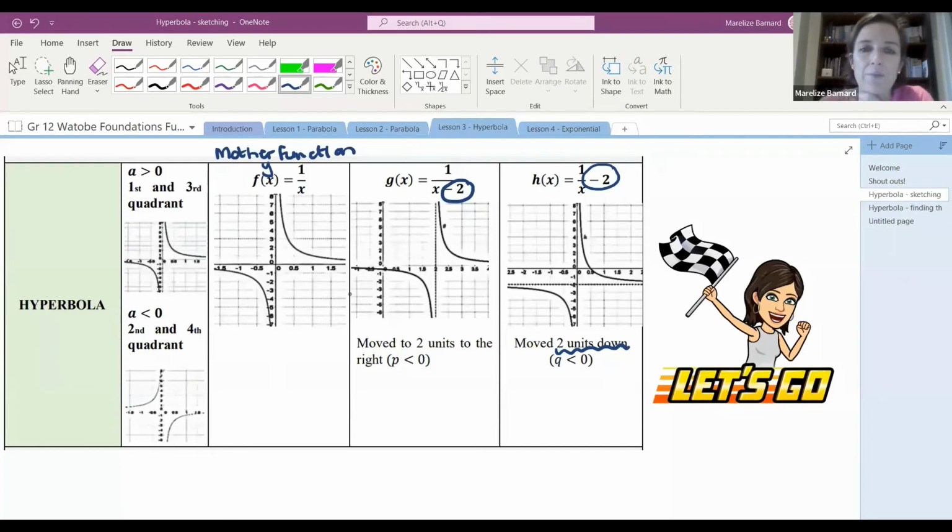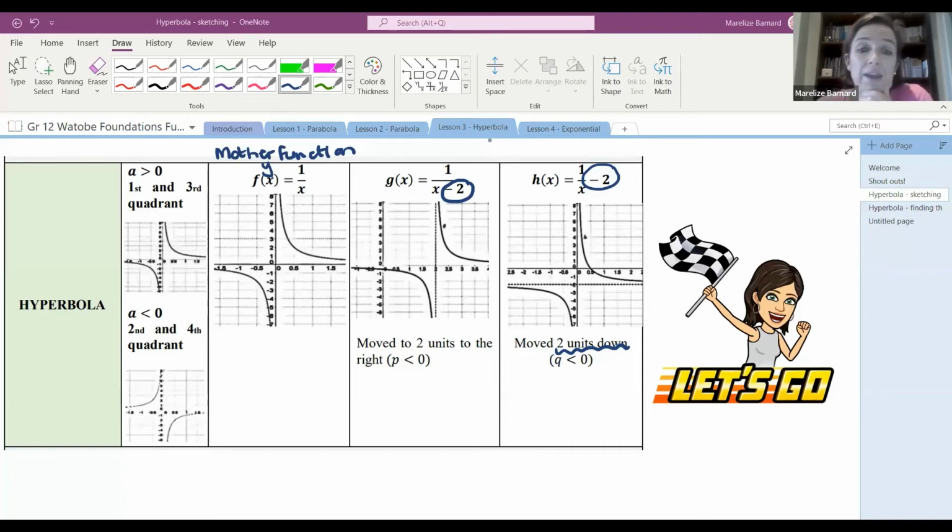Okay. What I just want you to understand up to this point is that we can shift left and right, and by doing so, we add or subtract from the x's or from x, and moving up and down is this number here, where you just do it from 1 over x.